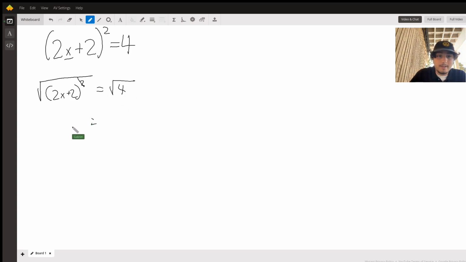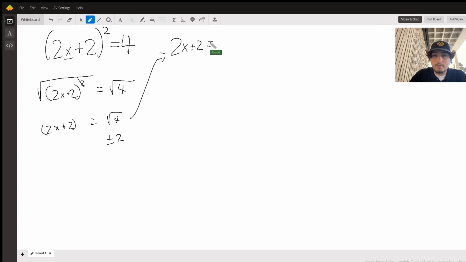So rewritten, this is going to be 2x + 2 equals, I already have an equal sign there, the square root of 4. And we know that the square root of 4 is equivalent to plus or minus 2. It's plus or minus 2 because you can square negative 2, it's going to give you 4. And you can also square positive 2, and it's going to give you 4. So now let me rewrite this as 2x + 2 is equal to plus or minus 2.